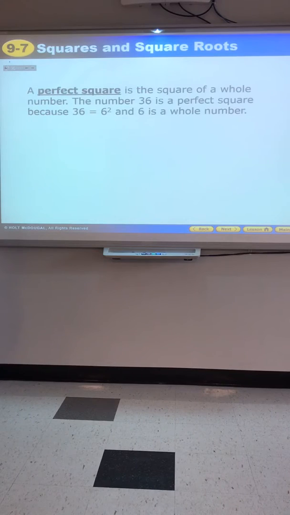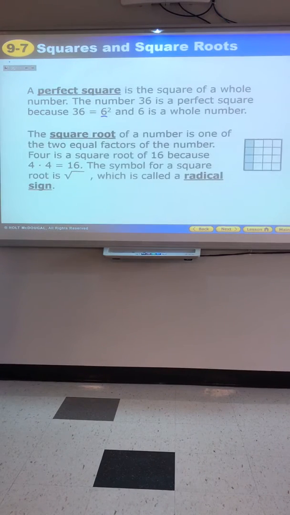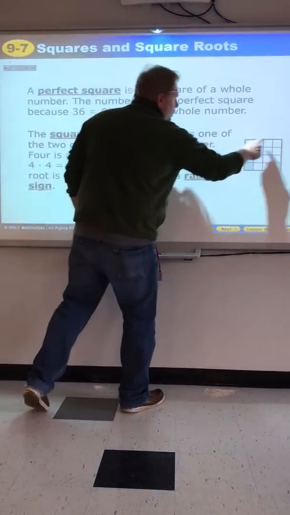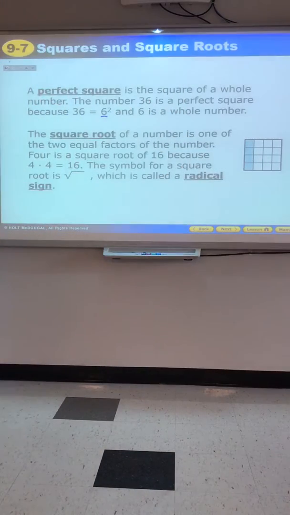A perfect square is the square of a whole number. The number 36 is a perfect square because 36 equals 6 squared. You get a whole number that you're multiplying by itself. That's what it means to be a perfect square. The square root of a number is one of the two equal factors of the number. 4 is a square root of 16 because 4 times 4 is 16. The symbol for a square root is the radical symbol, which looks like that.